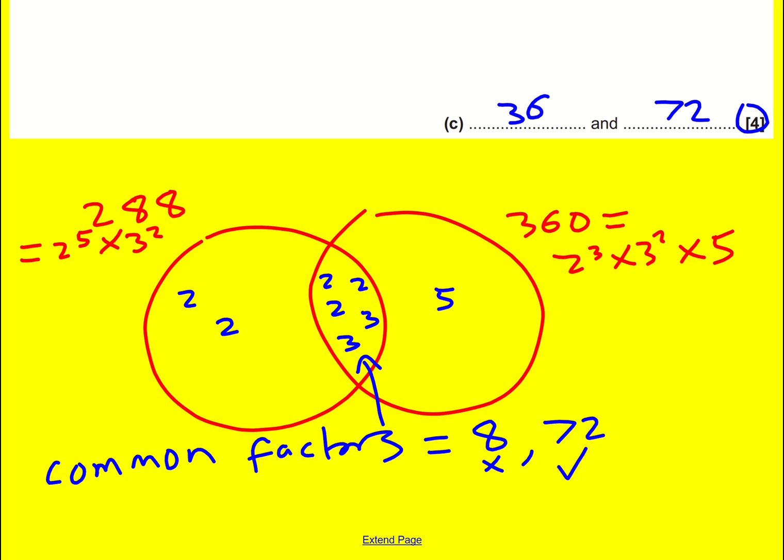And I could see that would be a multiple of 12, and that would be another way of doing this question. And if I use 2 times 2 times 2 times 3 times 3, that would give me 36. And that would be a way of doing this question.